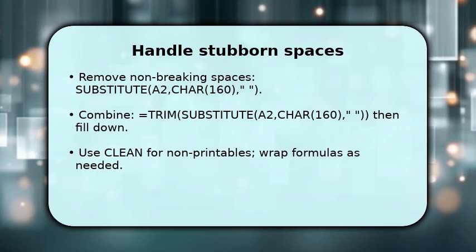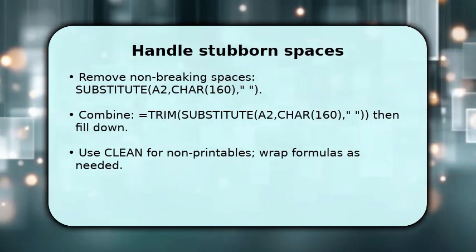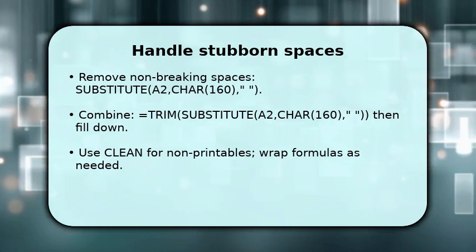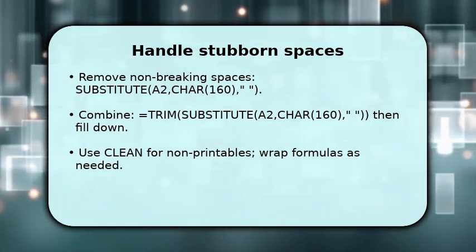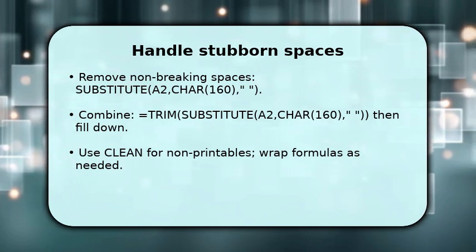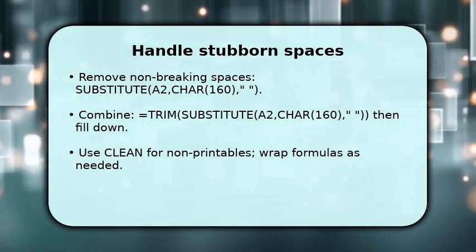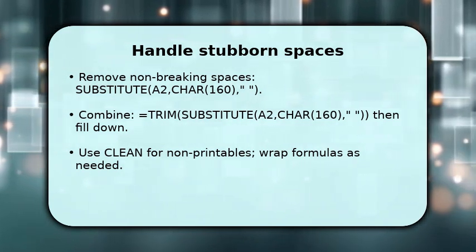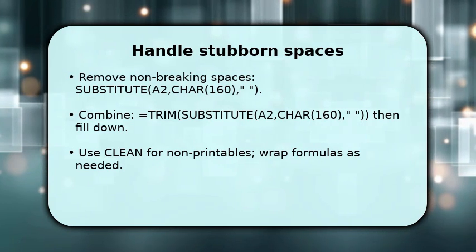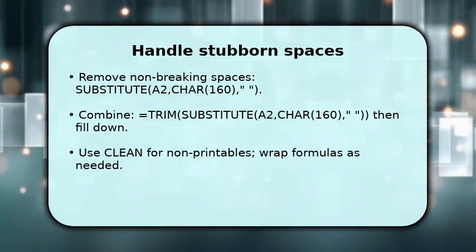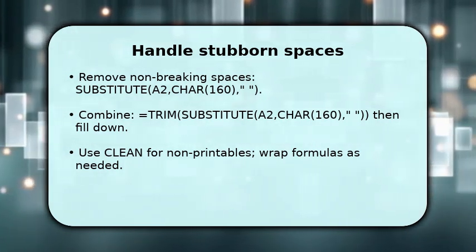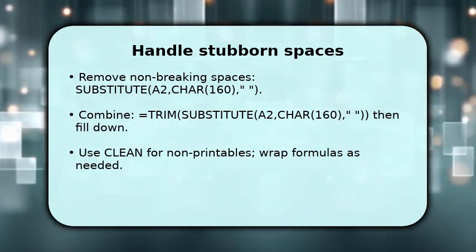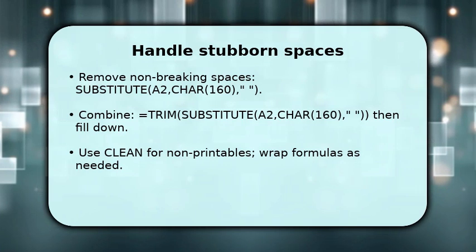Now tackle the stubborn spaces that TRIM misses: non-breaking spaces and invisible characters. In the helper column, use =TRIM(SUBSTITUTE(A2,CHAR(160)," ")), which replaces CHAR(160) with a normal space and then trims. If you suspect other non-printable characters, wrap CLEAN around the expression: =TRIM(CLEAN(SUBSTITUTE(A2,CHAR(160)," "))). Fill these formulas down to apply across the range, and scan for odd results. Make sure formulas are applied to every row so nothing is skipped.